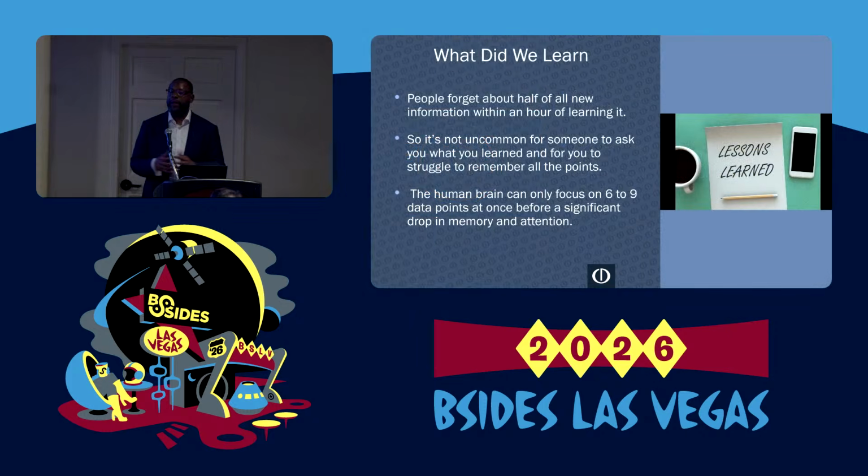So what did we learn today? Well, people forget about half of all new information within an hour of learning it. So it's not uncommon for someone to attempt to remember what happened. They may ask you after this conference, hey, you were at BSides all week, looking at the schedule. Some guy was talking about leftovers. What did he talk about? And you're going to be like, I can't recall, but I love his suit, right? And it's not your fault, because after about 6 to 9 new pieces of information, there is a significant drop-off.